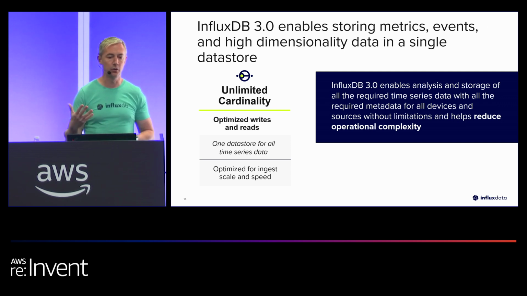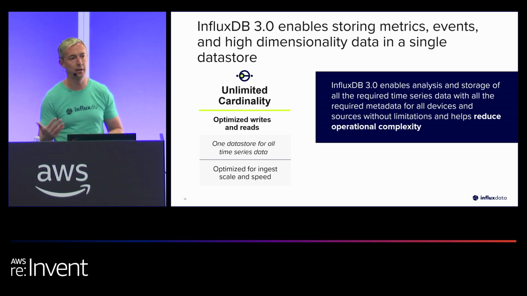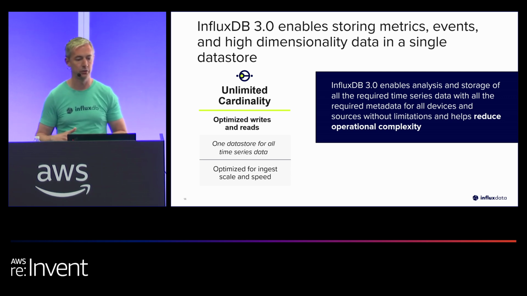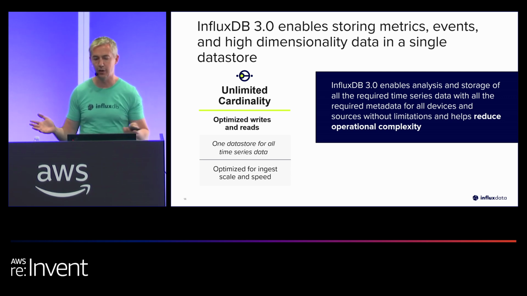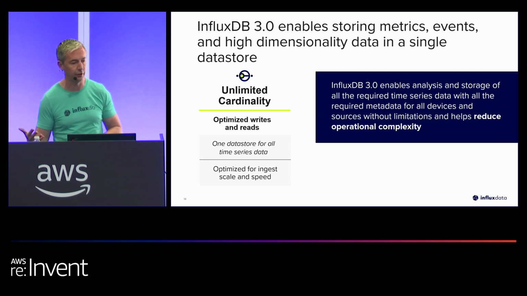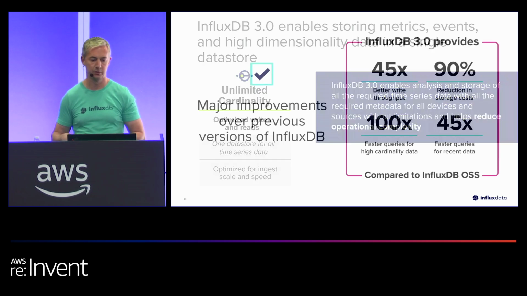So with 3.0, our goal was, before with InfluxDB 1 and 2, what we had was a great metrics database for time series. We wanted to be able to expand that into raw events and other high-dimensional data. Really, any kind of observational data you can think of, you can store and query within InfluxDB and do it at a much lower cost.